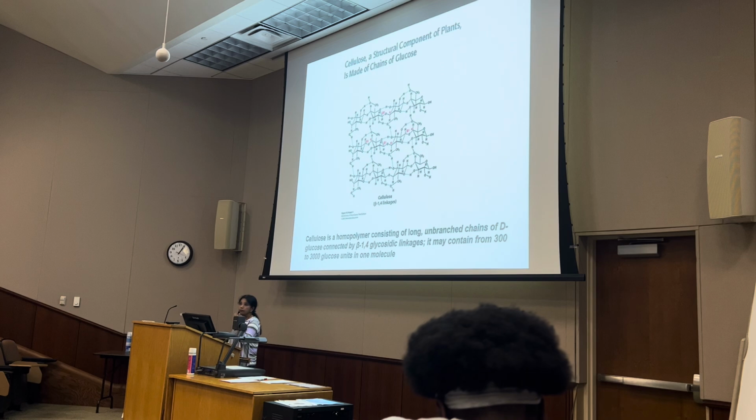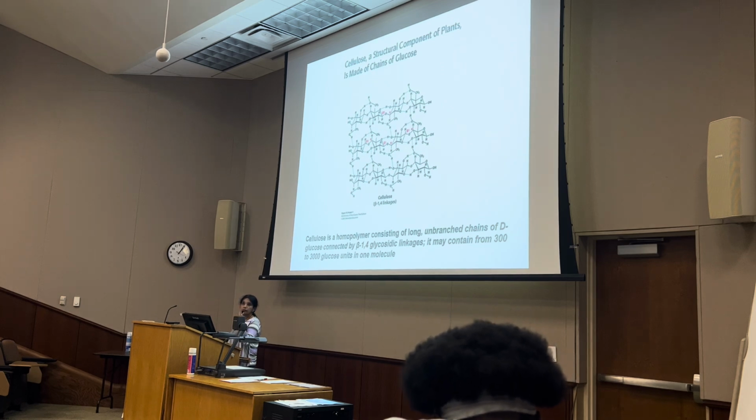Cellulose is a little bit different because it is for structural purposes, so it's not a storage form for plants. We've got amylose and amylopectin, which are for storage of glucose within the plant. Cellulose is for structural purpose. It's also a homopolymer, so that means it all has glucose attached to it. But instead of alpha 1,4, it has a beta 1,4.